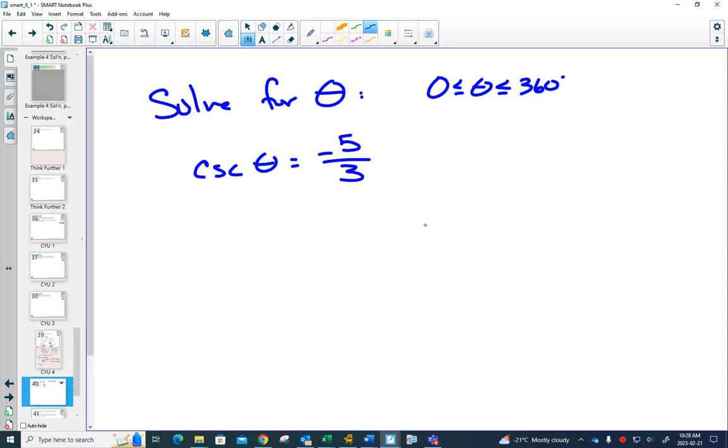So we'll do another one like this, like example 4. Solve for theta. Cosecant of theta is equal to negative 5/3. So because we have cosecant, and we know that cosecant of theta is related to sine, I would be able to write that sine of theta is negative 3/5.